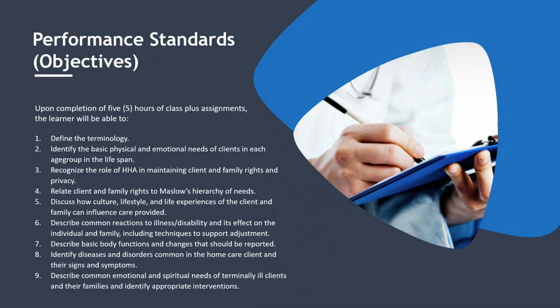Performance Standards, Objectives. Upon completion of 5 hours of class plus assignments, the learner will be able to define the terminology, identify the basic physical and emotional needs of clients in each age group in the lifespan, recognize the role of HHA in maintaining client and family rights and privacy, relate client and family rights to Maslow's hierarchy of needs, discuss how culture, lifestyle, and life experiences of the client and family can influence care provided, describe common reactions to illness or disability and its effect on the individual and family, including techniques to support adjustment.